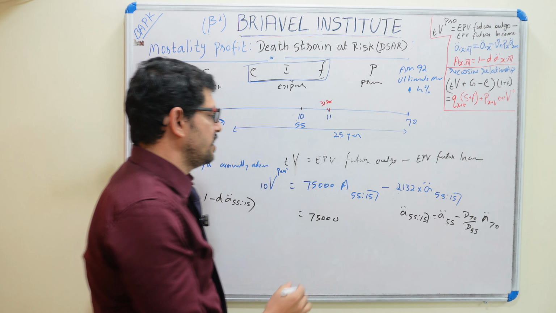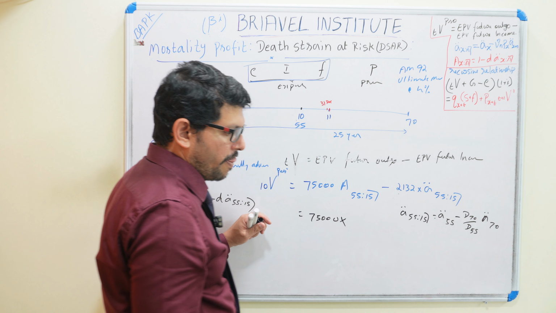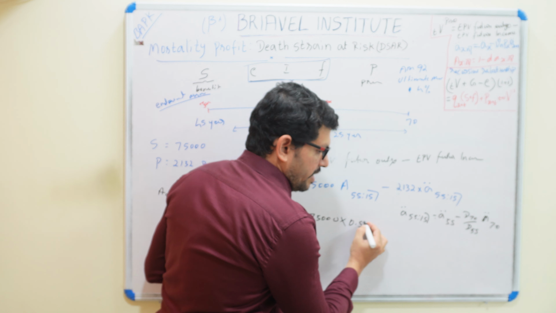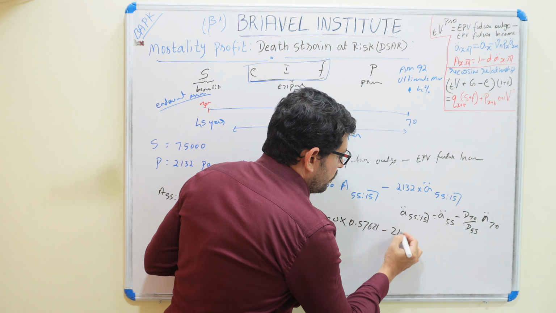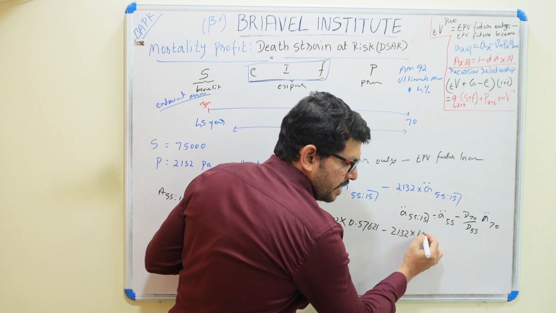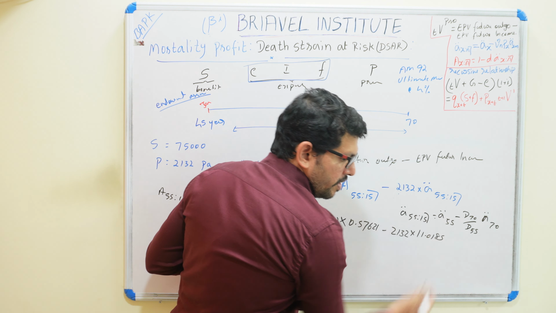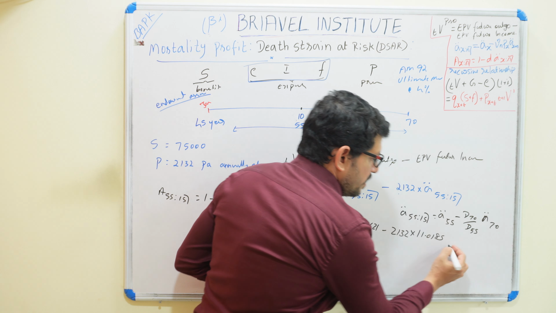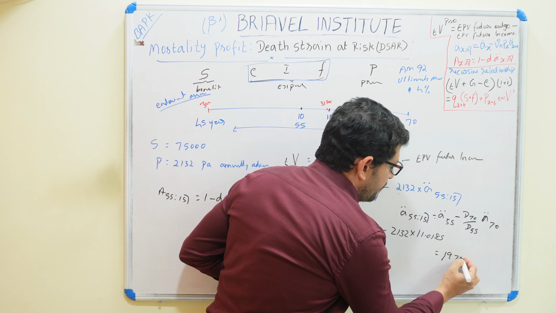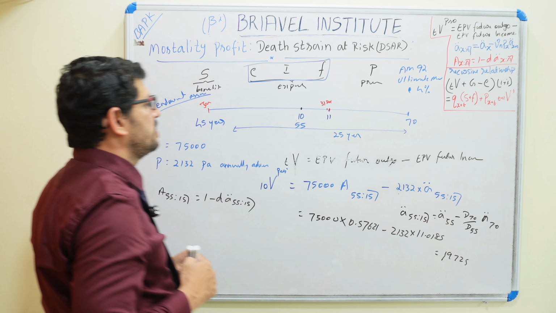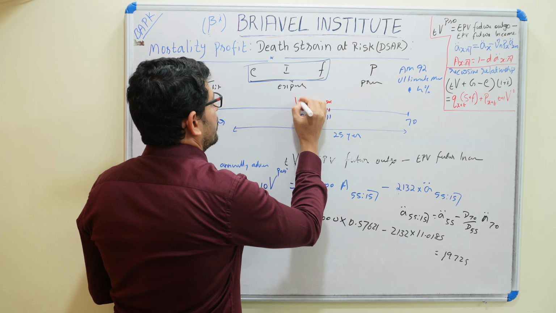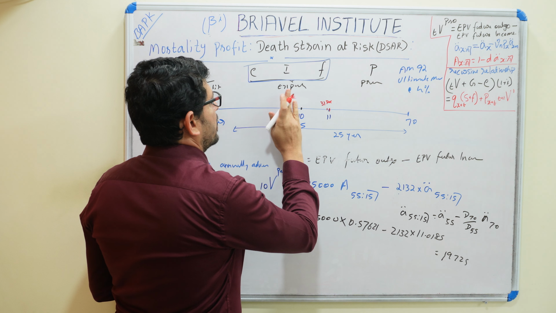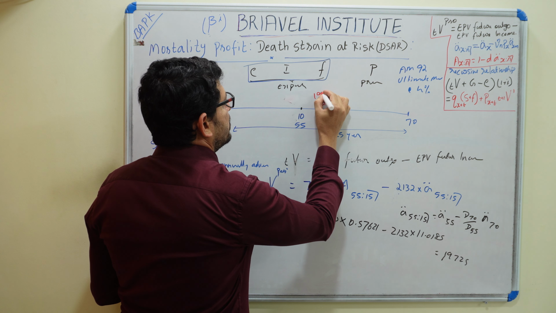So 75,000 is multiplied by 0.57621, minus 2132 multiplied by 11.0185. Totally we get 19725. So the reserve required at the end of the year is 19725.